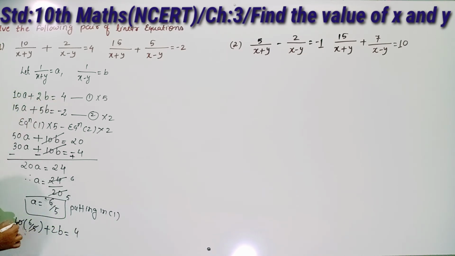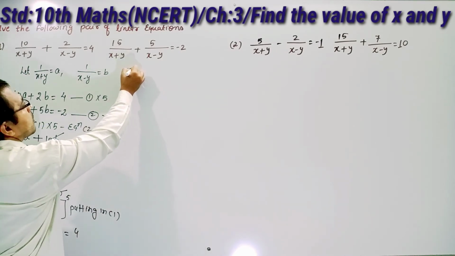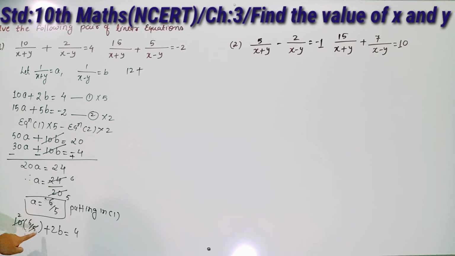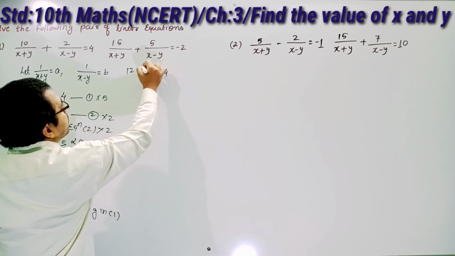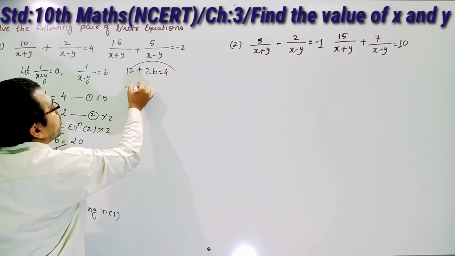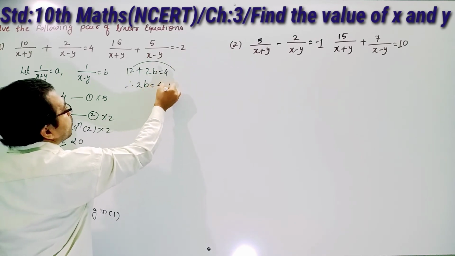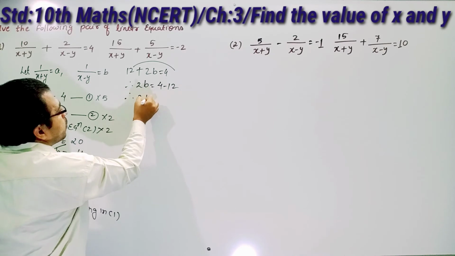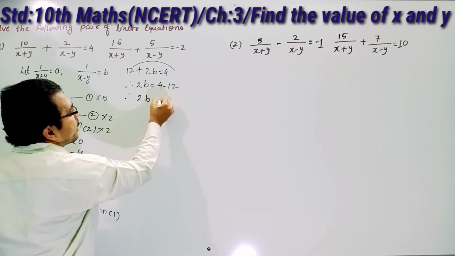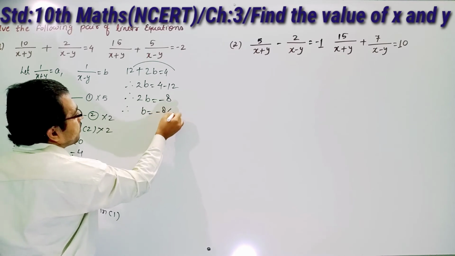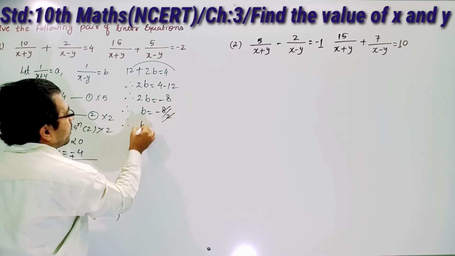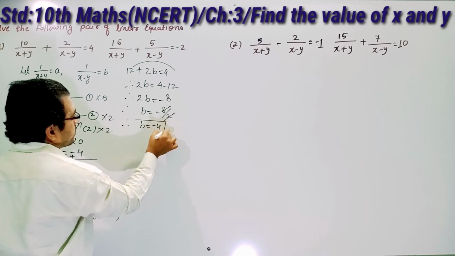So 5 twos are 10, so 2 into 6, 12, plus 2b is equal to 4. Therefore 2b is equal to 4 minus 12. 2b is equal to minus 8, and b is equal to minus 8 by 2. Therefore b will be minus 4.